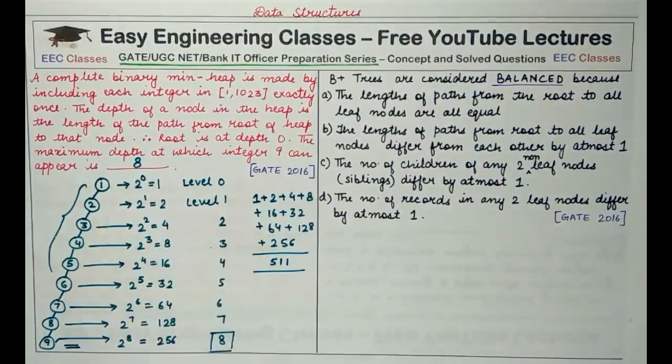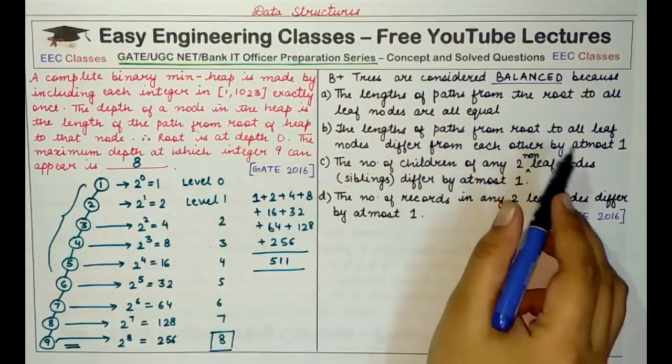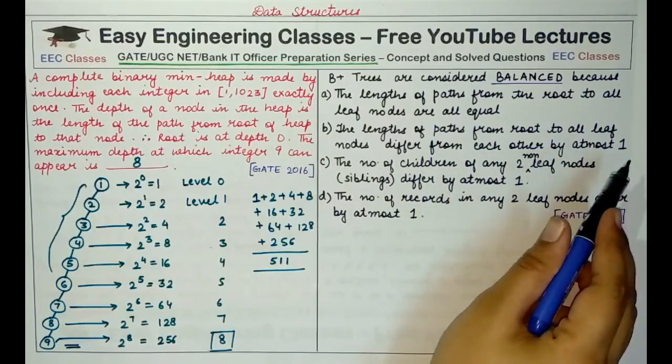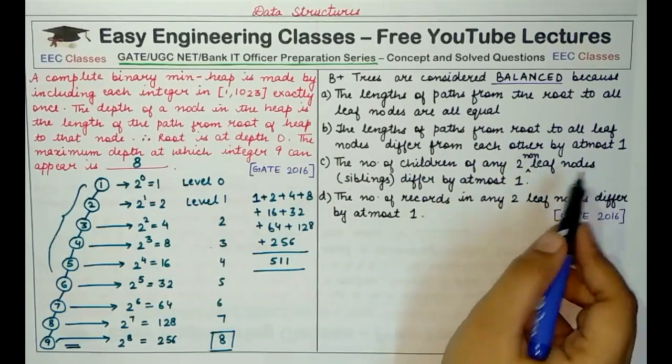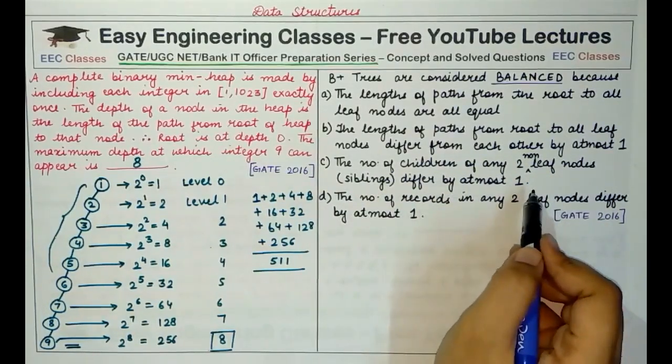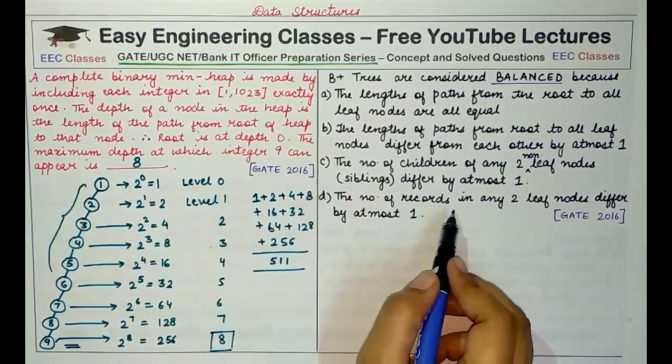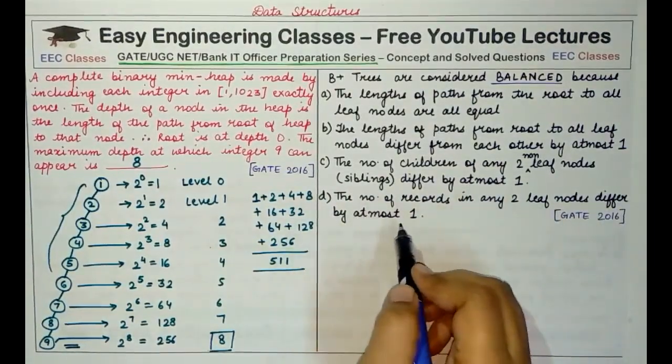Okay, so coming to the next question, the question states that B plus trees are considered balanced because, and the 4 options given are: A, the lengths of paths from the root to all the leaf nodes are all equal. B, the lengths of paths from root to all leaf nodes differ from each other by at most 1. C, the number of children of any two non-leaf nodes, that is siblings, differ by at most 1. And D, the number of records in any two leaf nodes differ by at most 1.